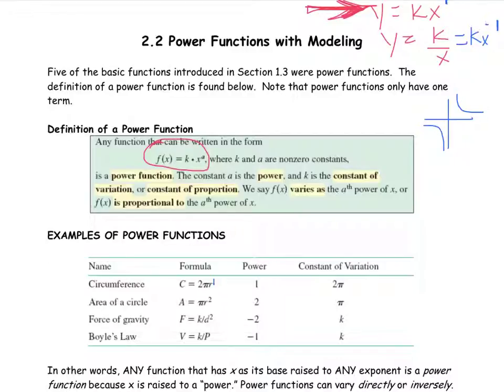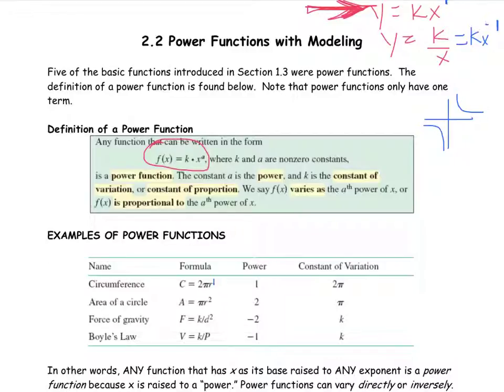Same thing with the area of a circle. Area equals pi r squared. The constant is pi. It's just a number. It's a symbol, but it's a constant. It's an irrational number. And the power of your variable is 2. So the power of this function is 2.